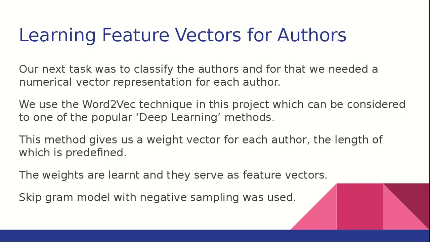So it gives us a weight vector for each author. The length of the weight vector is predefined, so we can enter what size of each vector we want. Suppose we enter 50, that means there will be 50 floating point numbers or weights which will represent an author. These can be considered as feature vectors. In order to train these, we used the skip-gram model with negative sampling, which is a technique used in word2vec.